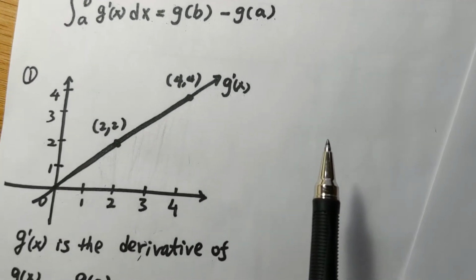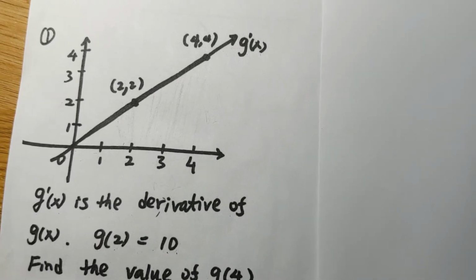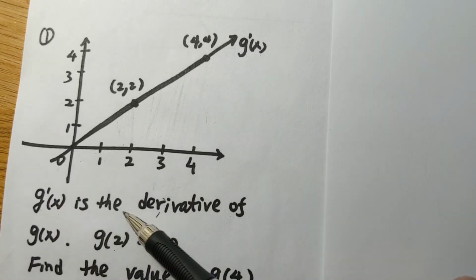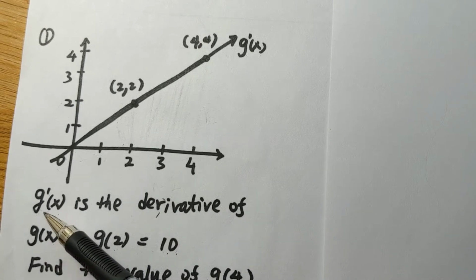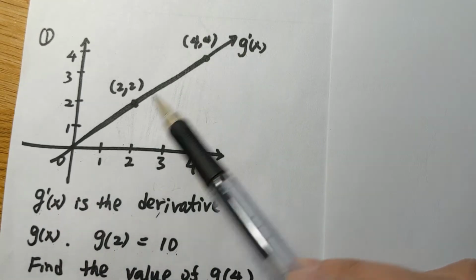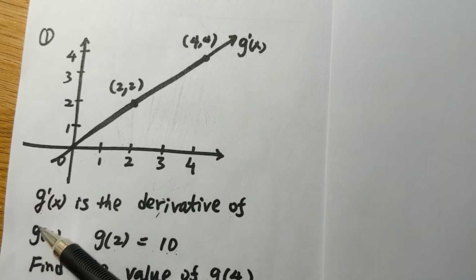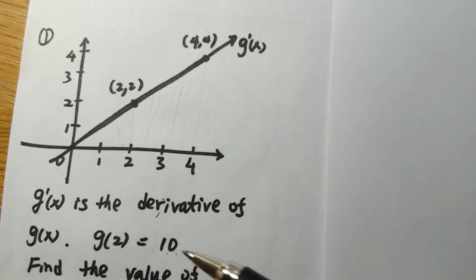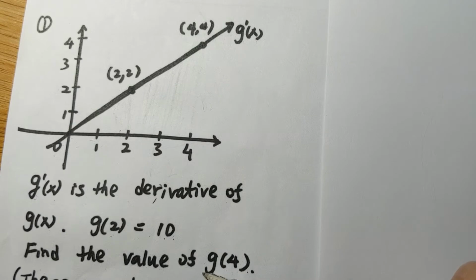Let's take a look at question number 1. So question number 1 said g prime of x is the derivative of g of x. So g prime of x is a linear function. We know the graph of g prime of x, and we know g of 2 equals 10. So we have to find the value of g of 4.